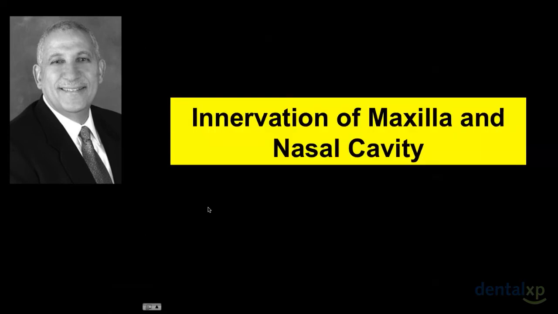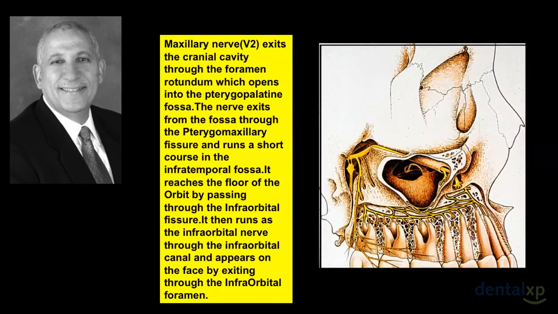Now, how about the innervation of the maxilla and the nasal cavity? We know that we are dealing with the maxillary division of the trigeminal nerve. We call that V2, Roman numeral V and then number 2, because that's the second division. Now, let us go over the course of the maxillary division of the trigeminal first. Then I'll tell you the most important branches that you need to know about.